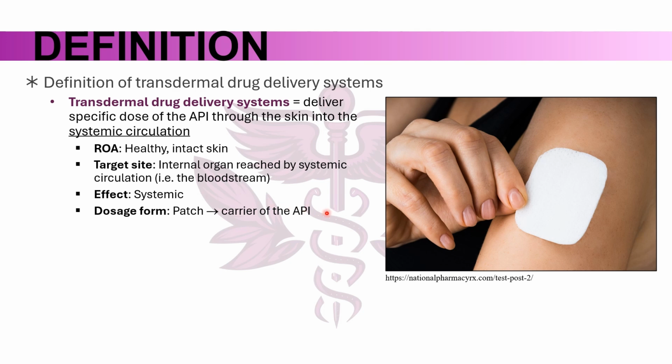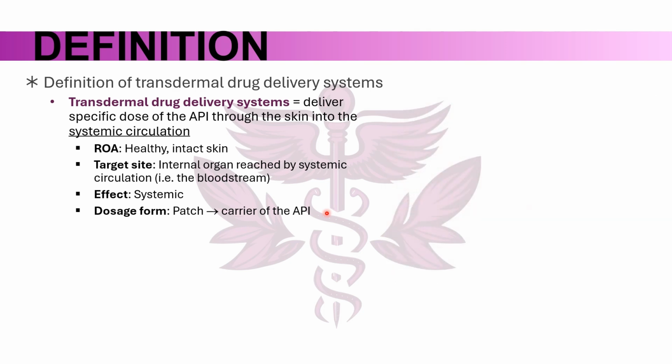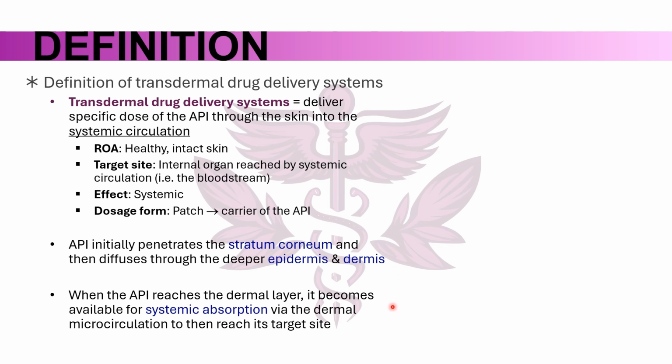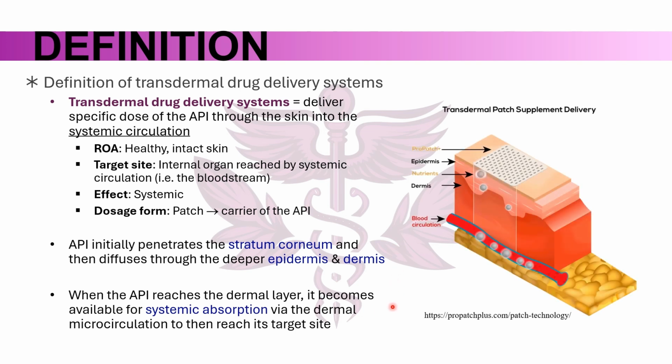You can think of patches as medicated plasters. They only hold the drug, but once applied to the skin, the drug from the patch will be absorbed through the layers of the skin in order of the stratum corneum, epidermis, and dermis, to ultimately reach the dermal microcirculation, as we can see here, where it will then be carried to the target site.